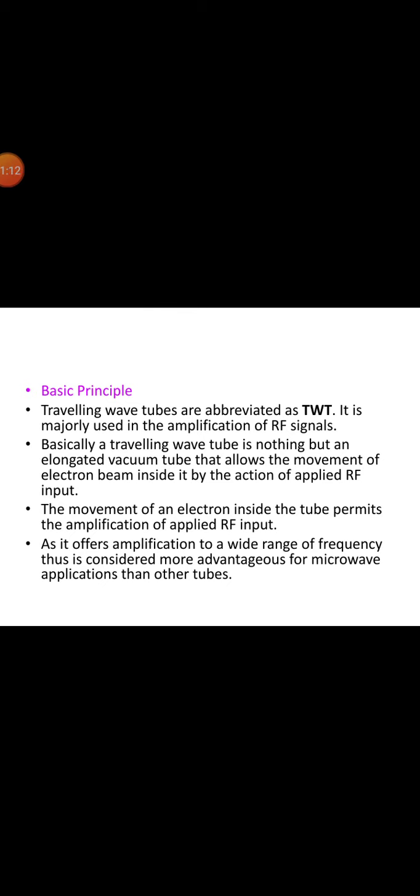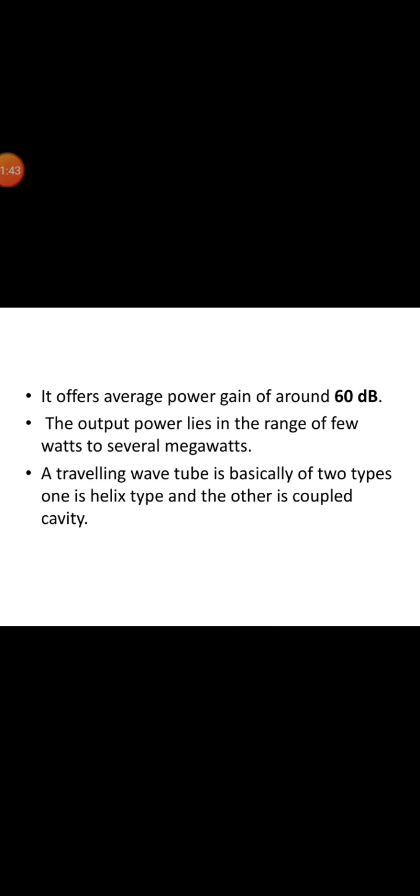Traveling wave tubes are abbreviated as TWT. It is majorly used in the amplification of RF signals. Basically, a TWT is nothing but an elongated vacuum tube that allows the movement of the electron beam inside it by the action of the applied RF input. The movement of an electron inside the tube permits the amplification of applied RF input. As it offers amplification to a wide range of frequency, it is considered more advantageous for microwave applications than other tubes. It offers average power gain of around 60 dB. The output power lies in the range of few watts to several megawatts.